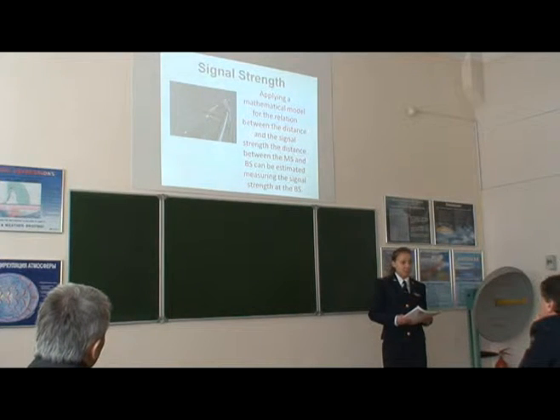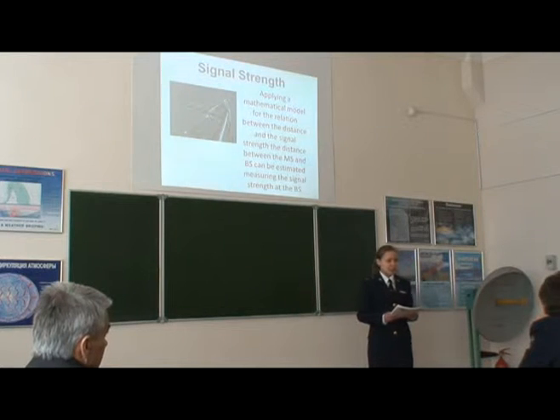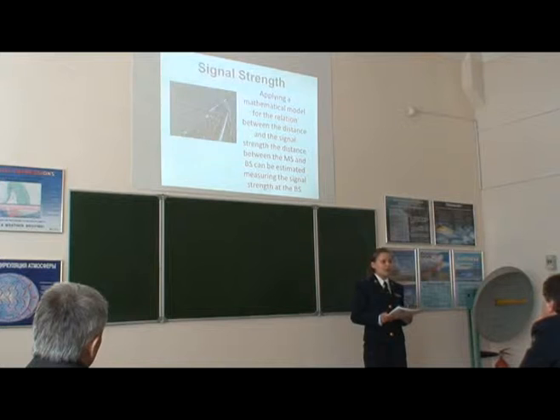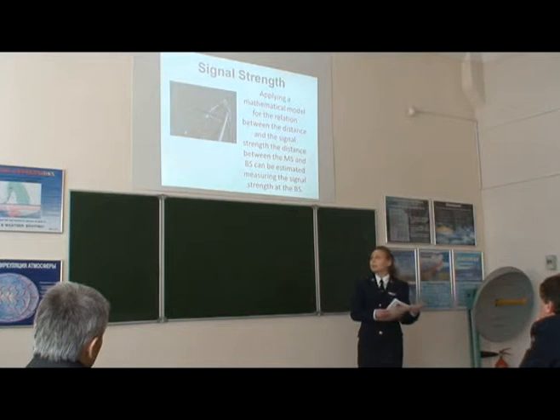Applying a mathematical model for the relation between the distance and signal strength, the distance between the mobile station and a base station can be estimated by measuring the signal strength at the base station. The mobile station lies on the circle around the base station. That's why for better accuracy we need 3 circles to identify the position of the object.